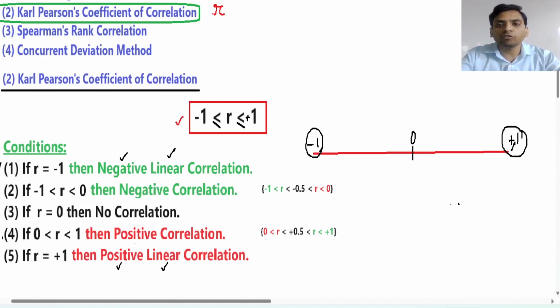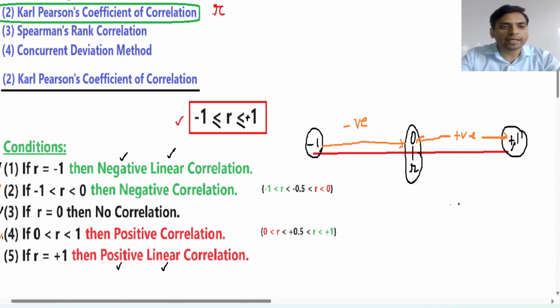Now if the value of r exactly equals 0, then there is no correlation. Now the other thing: if the value of r lies in this interval, then we will say this is negative correlation, because all values are negative. And if all values are positive, more than 0 and less than +1, there is positive correlation for this condition.